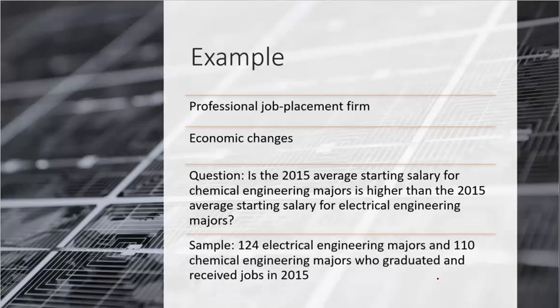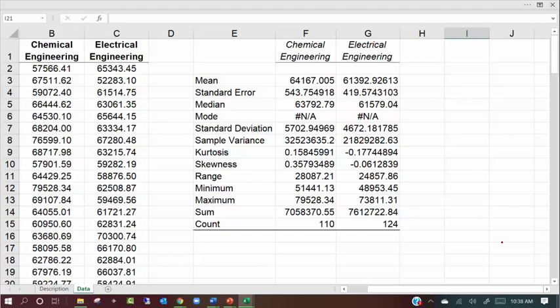To conduct this test, the job placement firm has selected a random sample of 124 electrical engineering majors and 110 chemical engineering majors who graduated and received jobs in 2015. Each graduate was asked to report his or her starting salary. So to start with, I've run descriptive statistics on our two columns of data. We're interested in the average starting salary for chemical and electrical engineers.